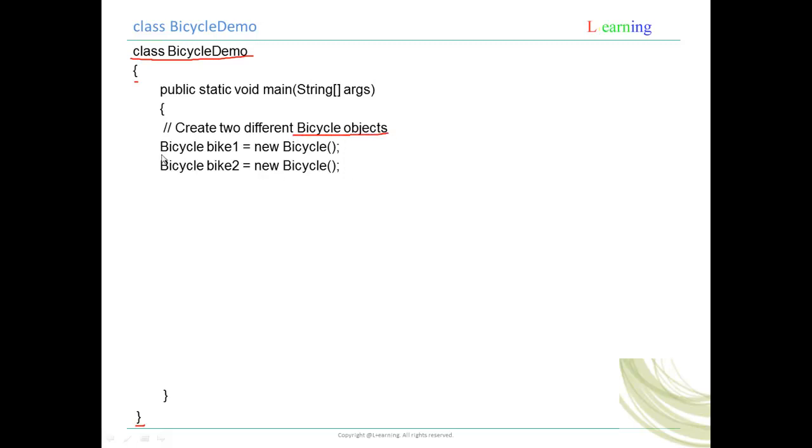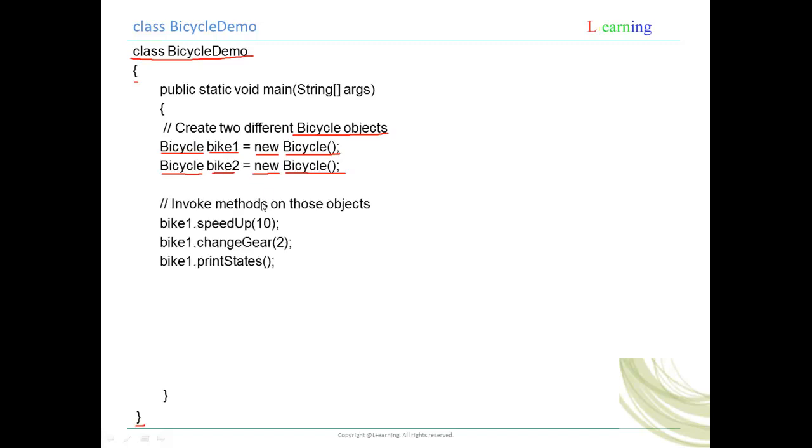How to create an object? Bicycle is the name of the class which we defined. Bicycle bike1: this is the class name, and this is the object name. You have to use the new keyword to create a new object. Similarly, Bicycle, the name of the class, bike2, the name of your object. New is the keyword to create the object of the type bicycle. So we created two objects, bike1 and bike2.